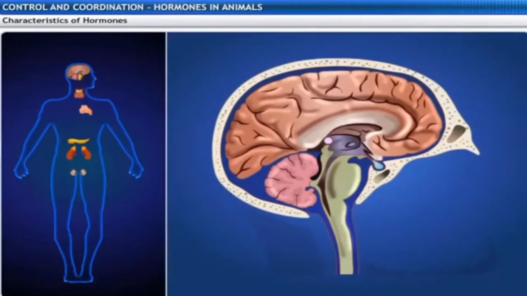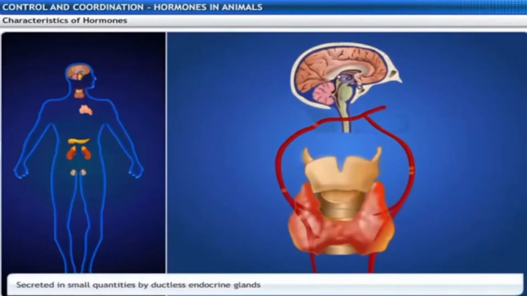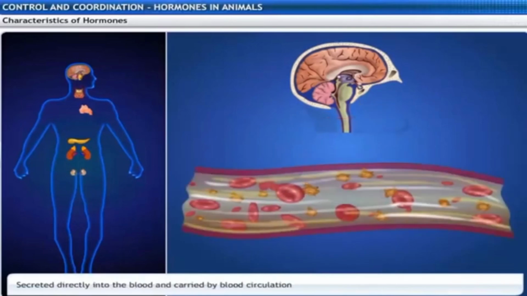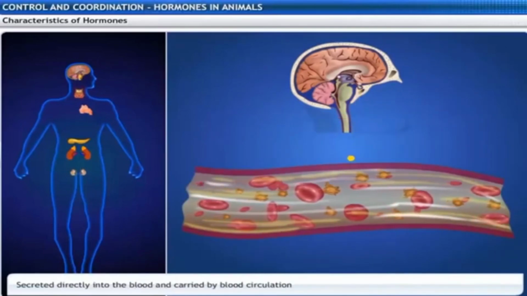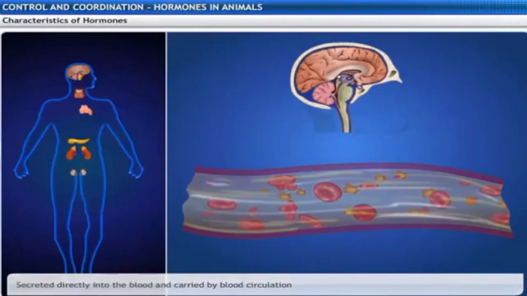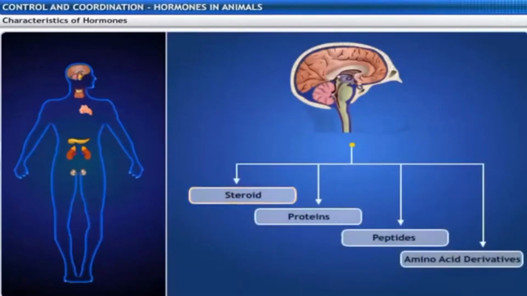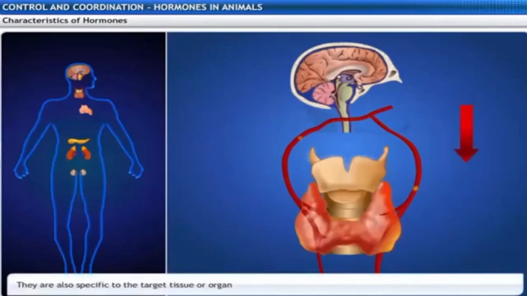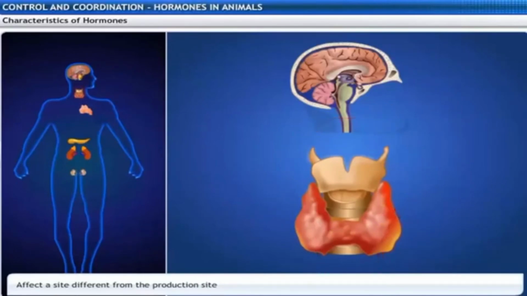Let's take a look at the general characteristics of hormones. They are secreted in minute quantities. They are poured directly into the blood and carried by blood circulation. They may be steroid, proteins, peptides, and amino acid derivatives. They act on target tissues or organs that are located far from the site of production. They are target specific. They are not stored and, except thyroxine, have high specificity.